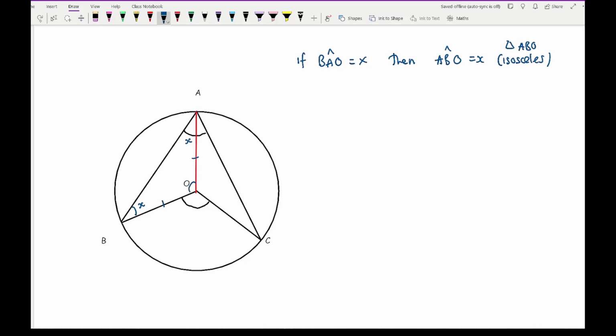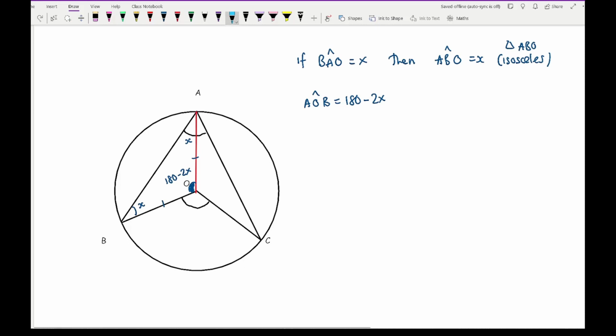Then to work out what this angle here is going to be, so angle AOB is therefore going to equal 180 minus 2x, because obviously angles inside a triangle add up to 180. So I can label this as 180 minus 2x. Now there's nothing more else I can do with that, so I'm just going to leave that as it is.